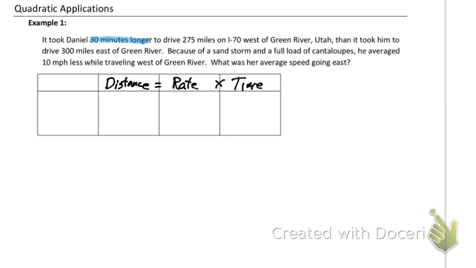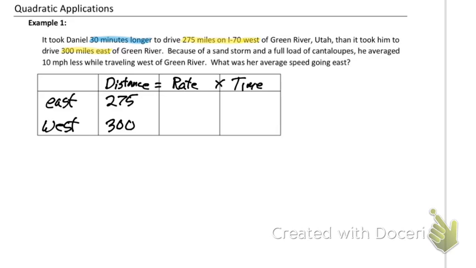So our 2 directions are east and west. So we're going east and west. Yes, he's carrying cantaloupes. And I can also pull from that one sentence that he's going 275 miles west and he's going 300 miles east. So those are going to be our total distances. East was 300 miles. West was 275.